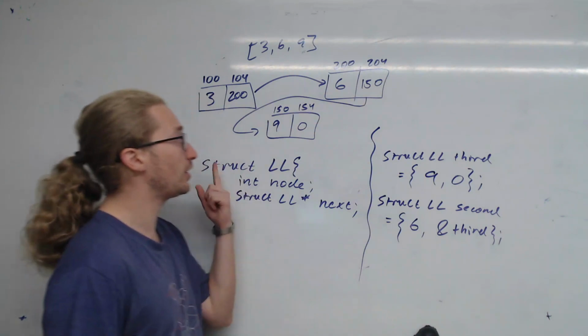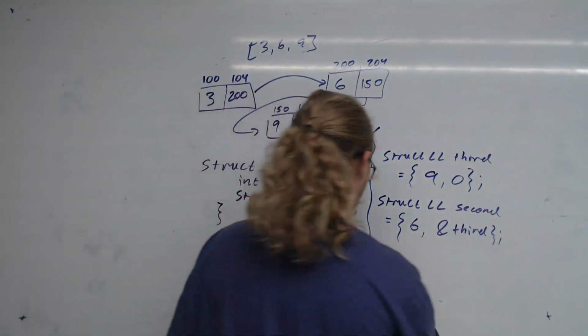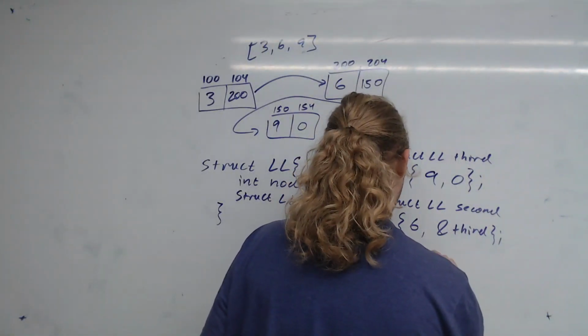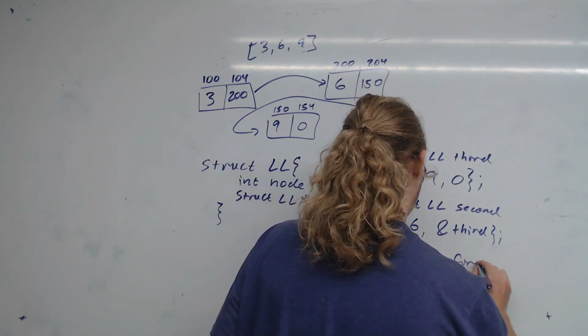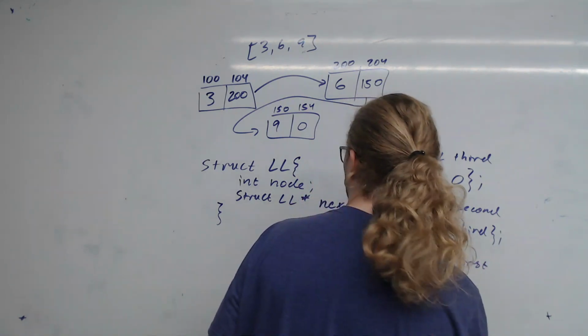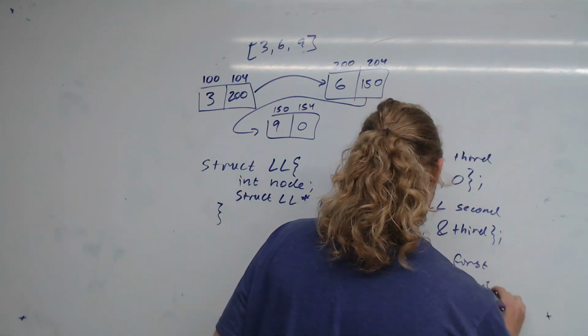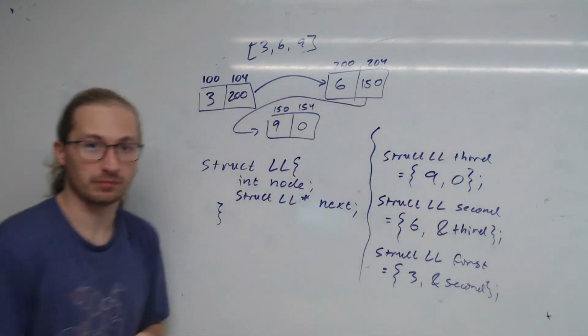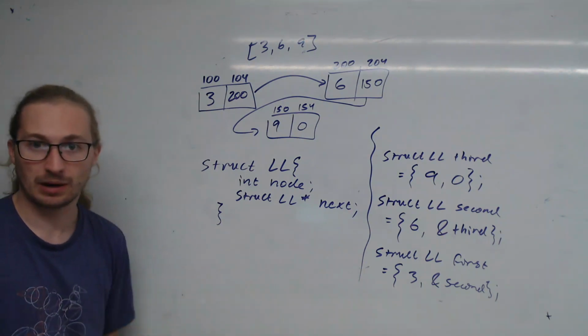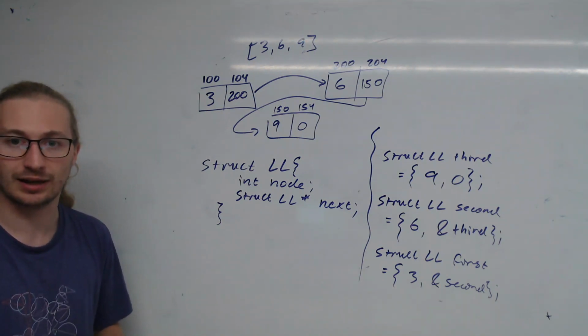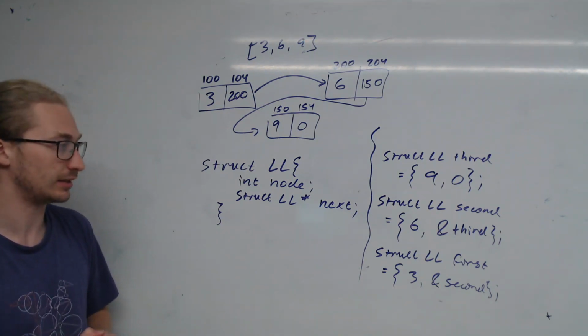And then we have the first element in the linked list, which points to the second. So struct linked list first, which contains the number 3 and points to the second. Okay, and there we go. So that's one way we can initialize our linked list in C.